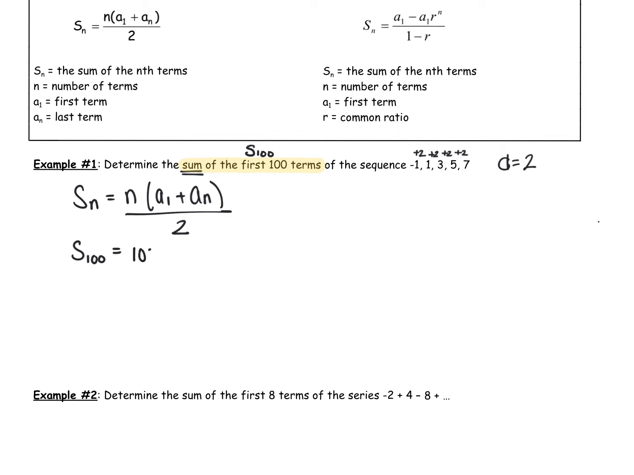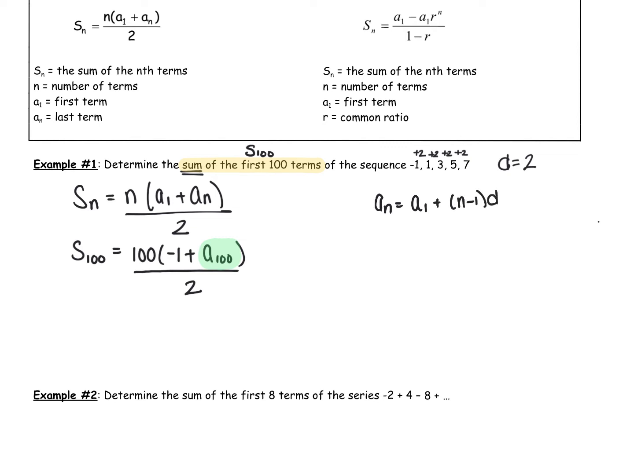So 100, and a sub 1 is my first term, which they give me is -1, plus a sub 100, we don't know that yet, divided by 2. So honestly, if we just had the 100th term, we would be happy, we would be done, and we can just plug this in our calculator. So in order to find that, we need the explicit formula that we learned a couple lessons ago.